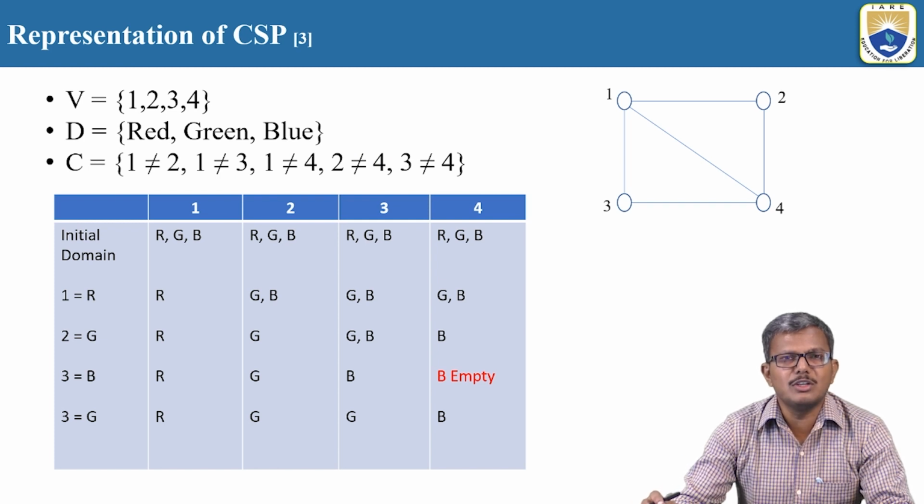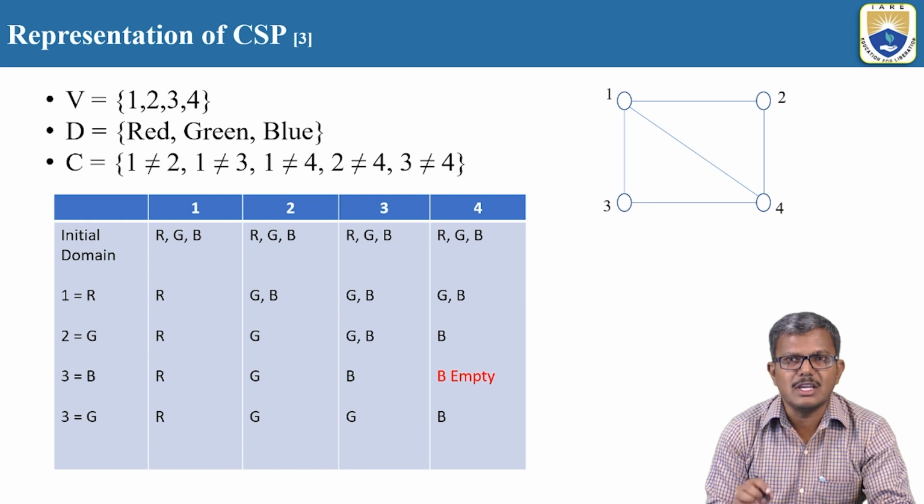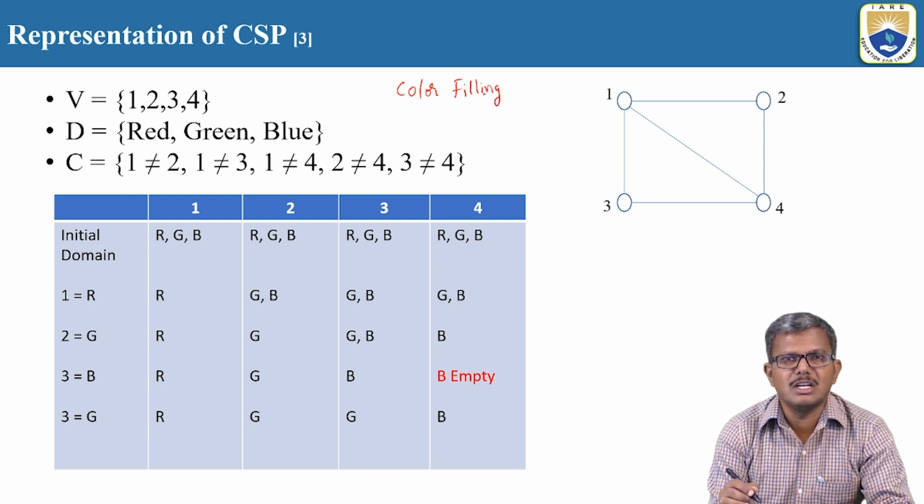Let us try to understand this constraint satisfaction problem more clearly by using this example. This example is talking about the color filling problem. In the examples we have discussed that there are two kinds of problems we can solve by using constraint satisfaction. One is the Sudoku problem and another one is this color filling problem. So we are talking about the color filling problem here.